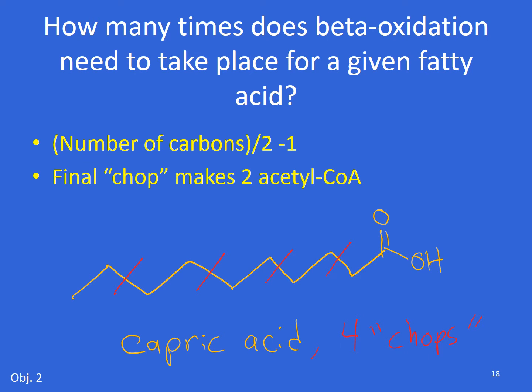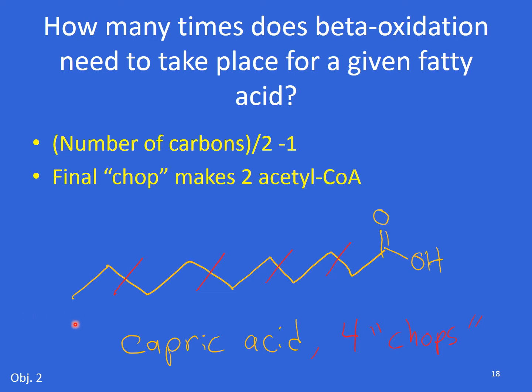So how many times does beta-oxidation need to take place for any given fatty acid? I've been saying how beta-oxidation occurs until the acid is completely chewed up, until there's no more carbons left to chew. So the golden rule for this is the number of carbons in your fatty acid divided by 2 minus 1. So let's look at this example. So here we have capric acid.